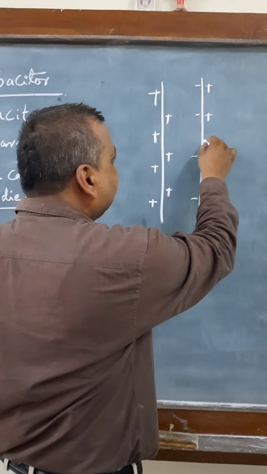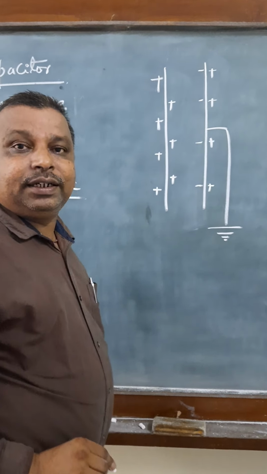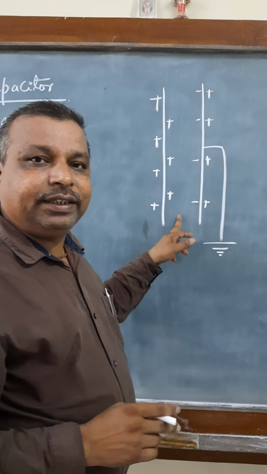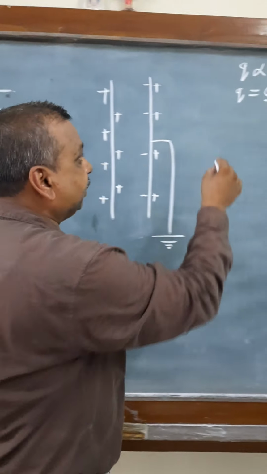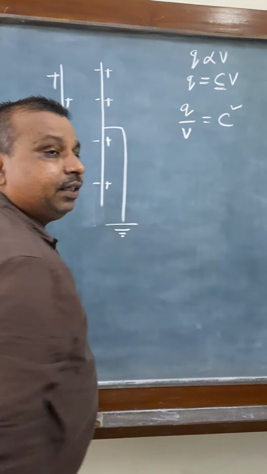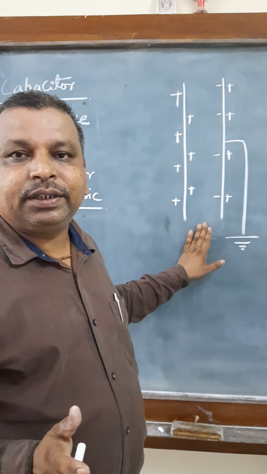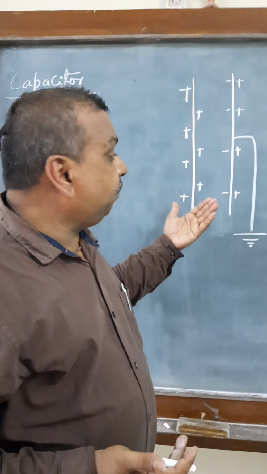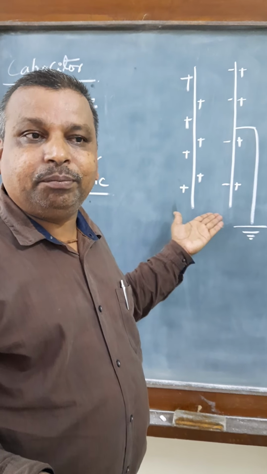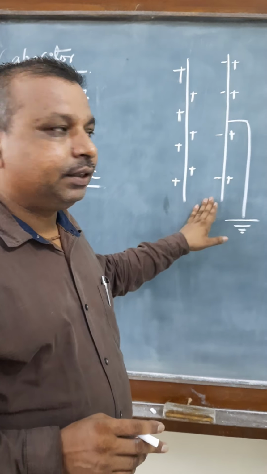So this other conductor is connected to the earth. Now the potential decreases, and when the potential decreases, what will happen? Capacitance C will increase. So a capacitor is an arrangement by which we can increase the capacitance of the conductor by reducing the potential. So this is what a capacitor is.